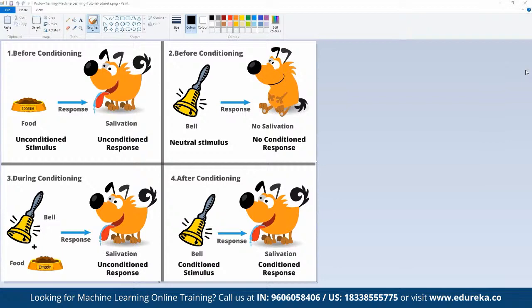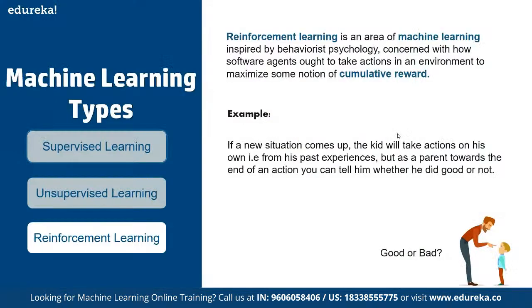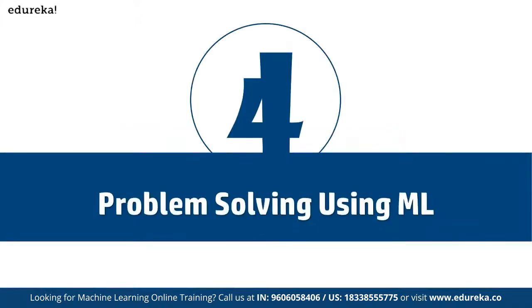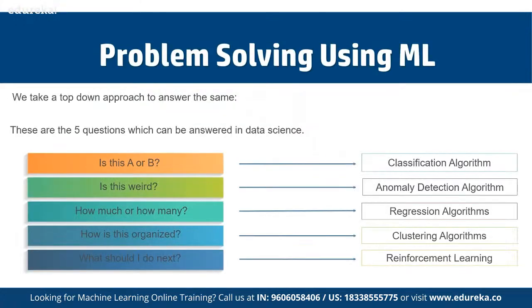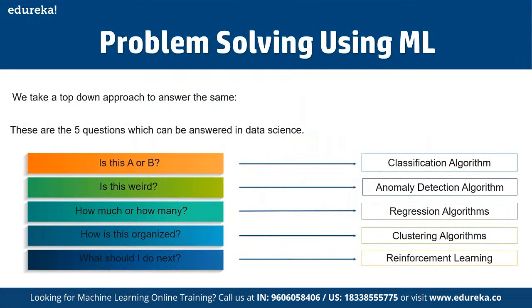Now let's talk about problem solving using ML. Here we have multiple algorithms that we make use of as a part of these three main machine learning model types that we discussed. We take a top-down approach to answer the same. These are five questions which can be answered in data science: Is this A or B? Is this weird? How much or how many? How is this organized? And what should I do next?